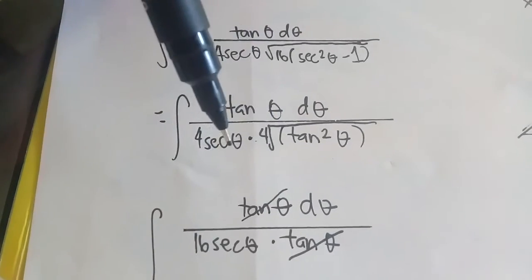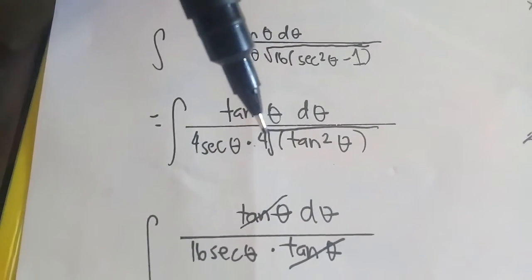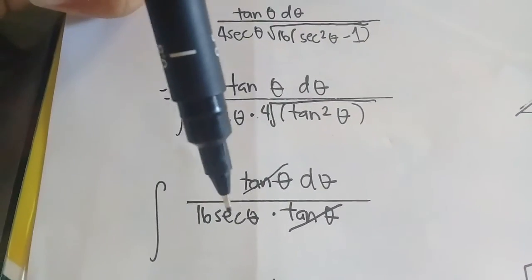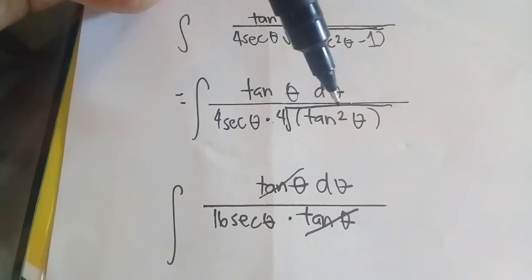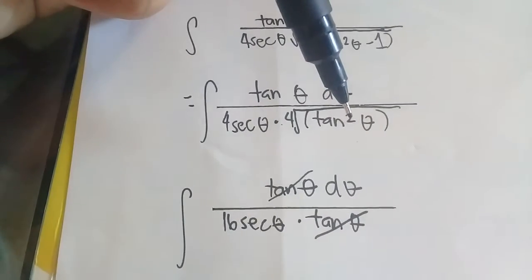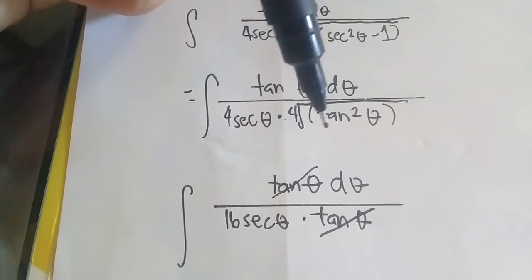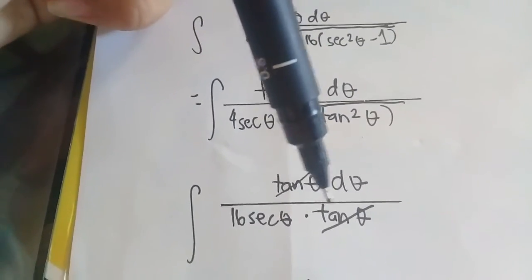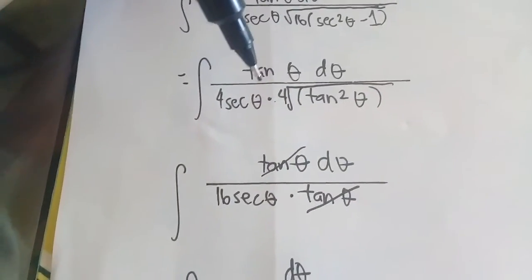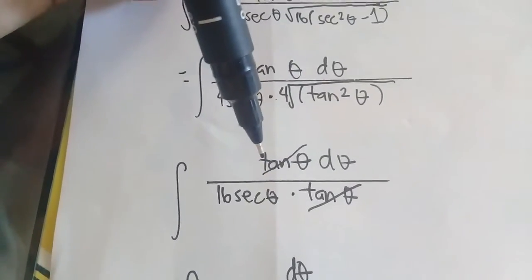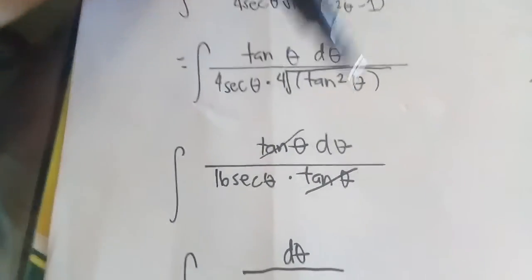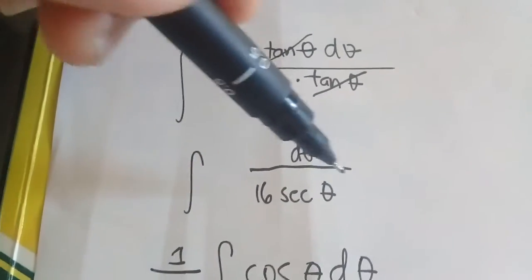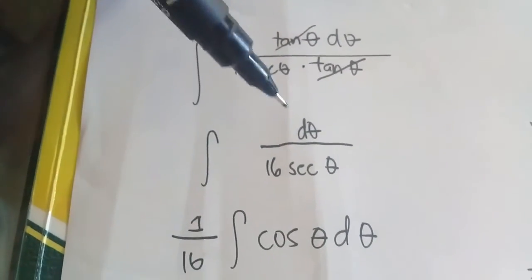Then we can multiply 4 to the other 4. Then the equation will become 16 secant theta. Then since it has a square root and it's squared, we have to cancel the square root and the square here. So it will become only tangent theta. Then you can see the tangent theta here, and the numerator will be cancelled. Then the remaining function will be the integration of d theta all over 16 secant theta.